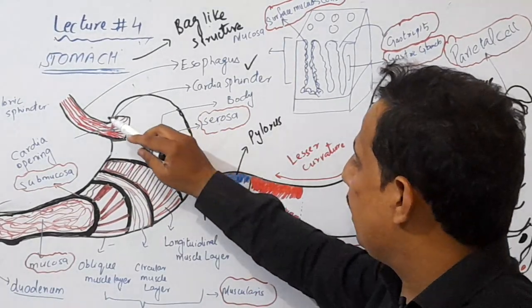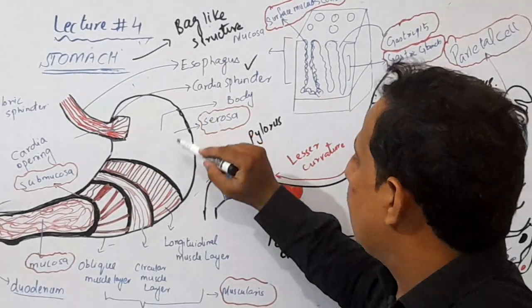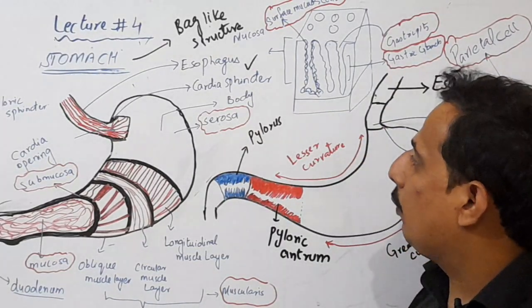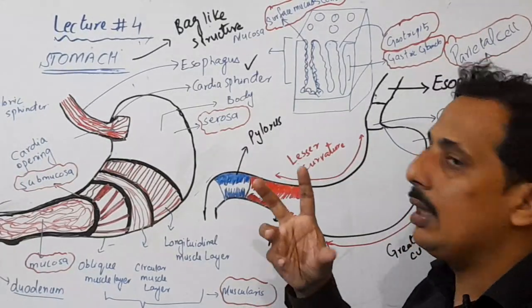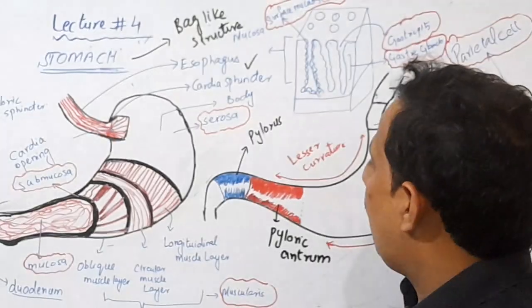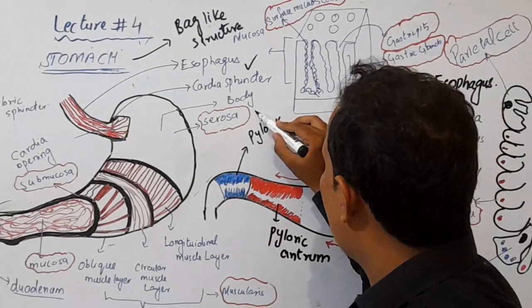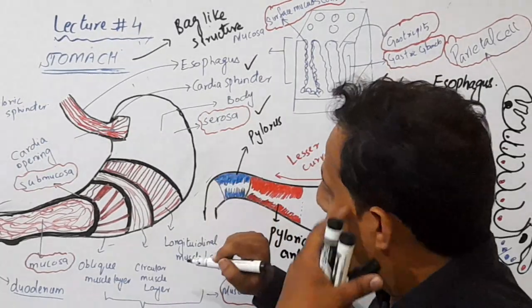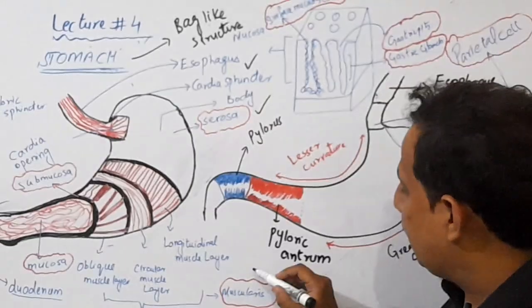When the food enters into the stomach, there are certain regions that are also part of the stomach. We discuss different layers of the stomach. Following are the four layers. First one, the outermost layer, is called serosa. Then the second layer is called muscularis.